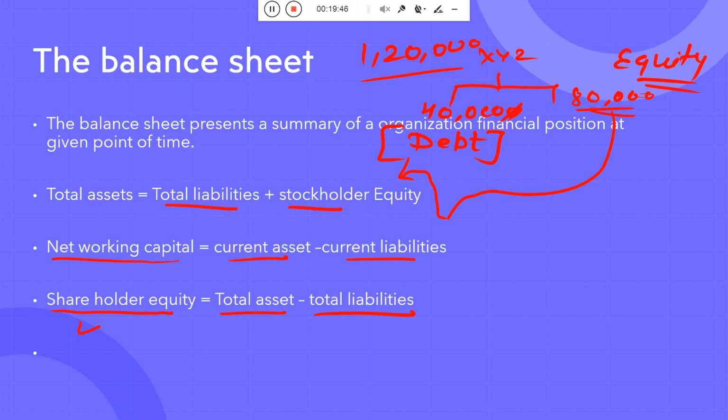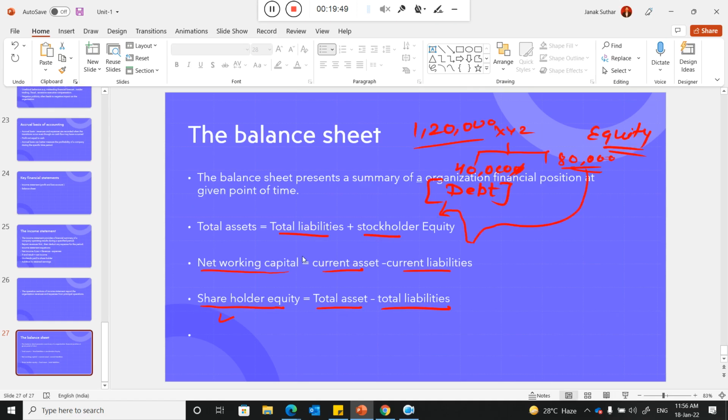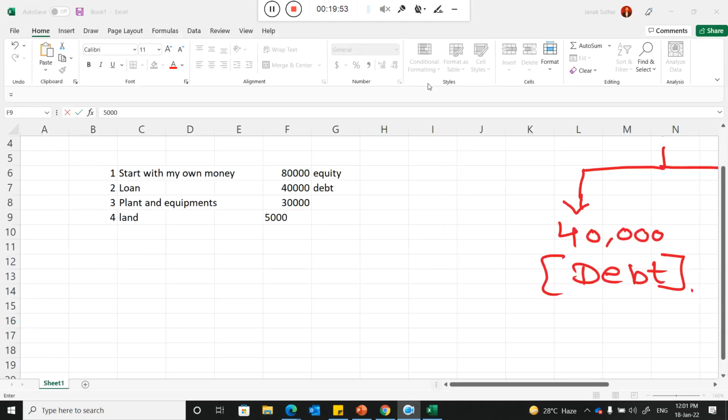Okay, one more thing, if I quickly make one, just wait. Is there any doubt? Assume there is a company XYZ and you start that company with 80,000 of your own money. The next point, you take a loan, which is the debt of the company, 40,000. After that, if you want to start production, you need some plant and equipment, so you invest 30,000, just assume that. And in land you invest 50,000, assume that.